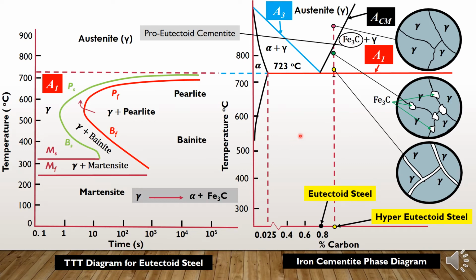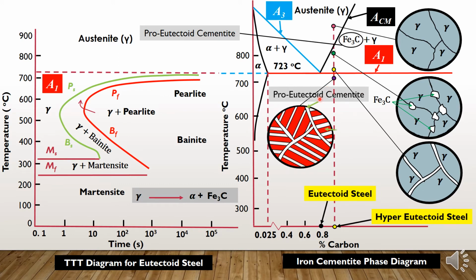So just below the lower critical temperature, the microstructure will consist of pro-eutectoid cementite network and pearlite, which is actually a mixture of cementite plus ferrite. And no further microstructural changes will occur on further cooling it down to room temperature.